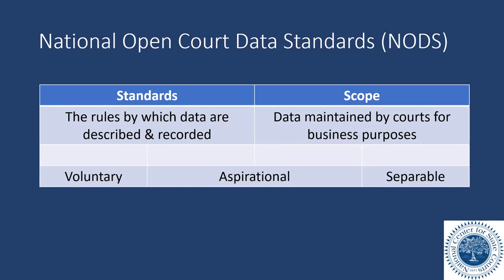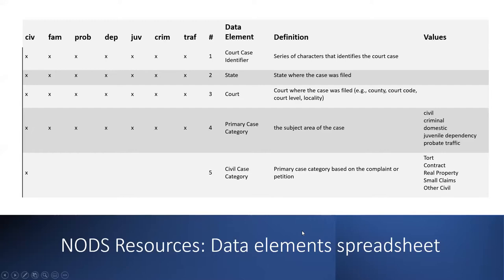This is a process where we are trying to bring states, bring local courts on and encourage them to adopt data standards so that the data are usable. To give you an example of what this looks like, there are over 200 data elements, but we have the different areas of state courts: civil, family, probate, dependency, which is child abuse and neglect, juvenile, criminal, and traffic.